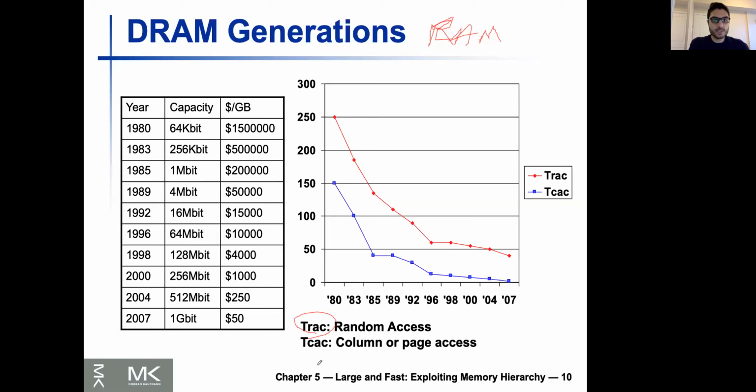The other one you can see here, since this figure shows TRAC and TCAC, is TCAC, the column or page access time. It's the time required to get data at the output, which is going to be a little bit larger than this, because it involves adding the buffer time and sending it back to the upper memory, right? That's why it's a little bit higher.